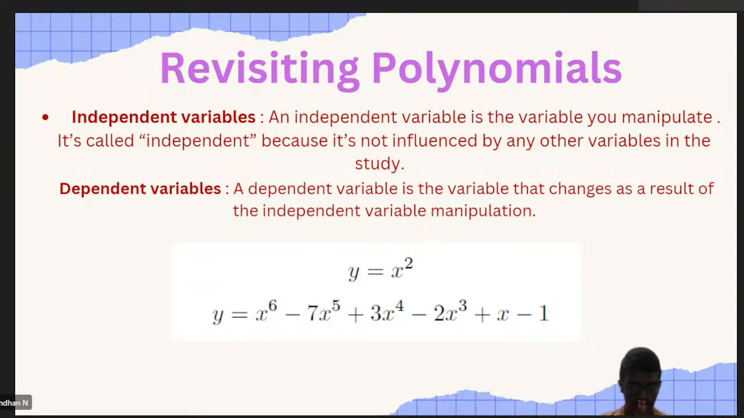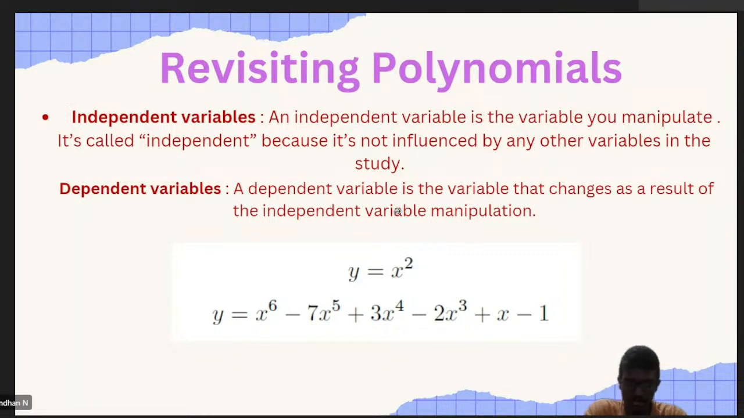Let's see. First, there are 2 terms in polynomials. This is simple, but still we will revise it: dependent variables and independent variables. Independent variables means just any variable that you manipulate, something we can change to see the output. In simple terms, independent variables are input, and dependent variables are output.